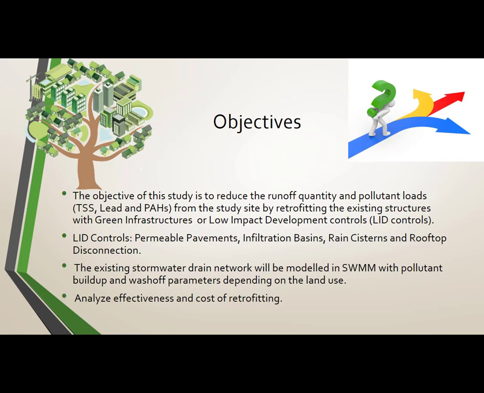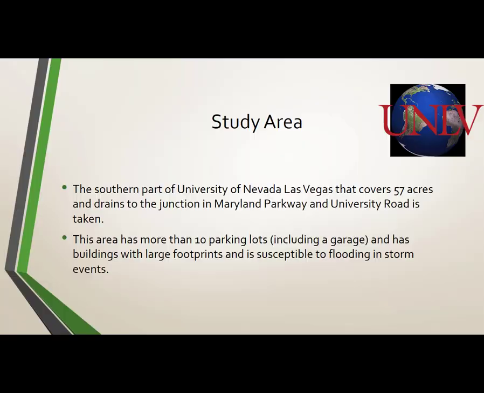The LID controls that we are looking at are permeable pavements, infiltration basins, rain cisterns, and rooftop disconnection. The existing stormwater drain network will be modeled in SWMM, which stands for Stormwater Management Model, with pollutant build-up and wash-off parameters depending on the land use. And we will finally analyze the effectiveness of those LID controls and also the cost of the retrofitting of the subcatchments.